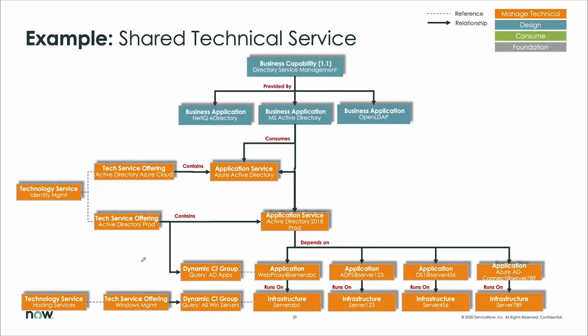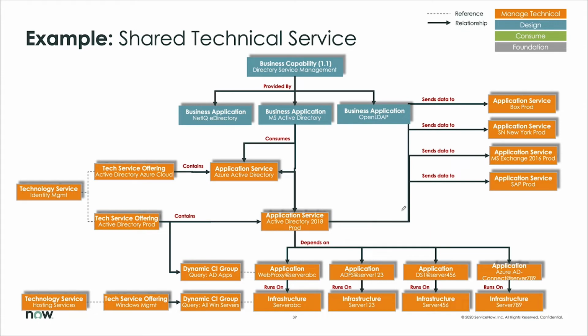Now, as we build this out, what we're looking at is the business capability. This would be part of the IT capabilities within the organization, and the IT capabilities would be one of the business capabilities that you have. Underneath that business capability of IT, you may have directory service management as one of the key capabilities that IT is responsible for. So keep that in mind.